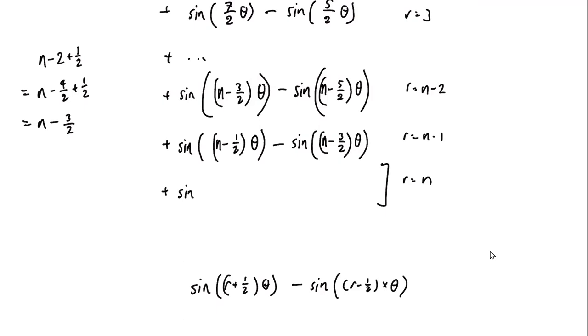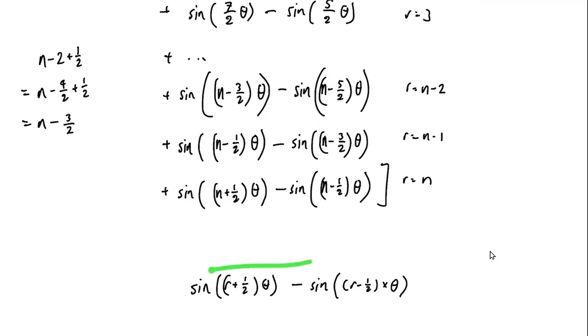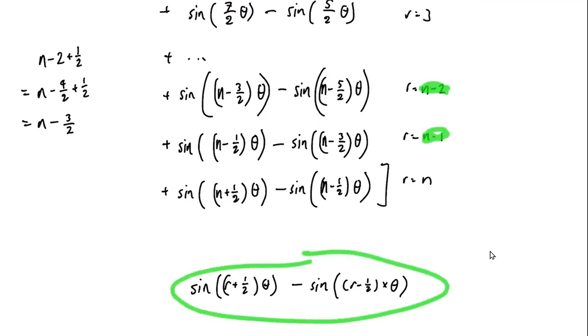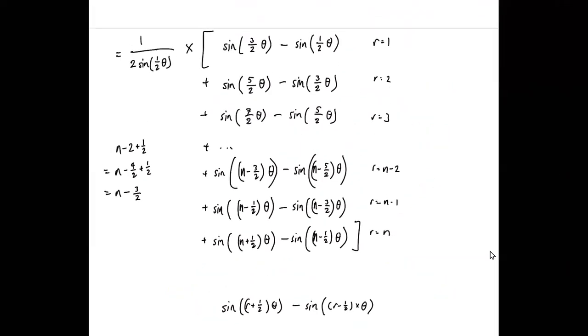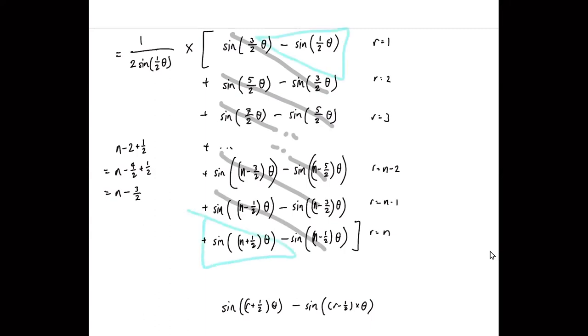Okay, and on the next one, the last one, when R equals n, you get n plus half theta, minus away sine of, substitute the R with n, so you get n minus half theta. Okay, I'm just basically using this formula and substituting R with n minus 2, n minus 1, and n, one by one. Then what do you realize? Anything to cancel? Yes, this one, this one, this one, this one, this one, and this one. You're left with the top half, the bottom half.